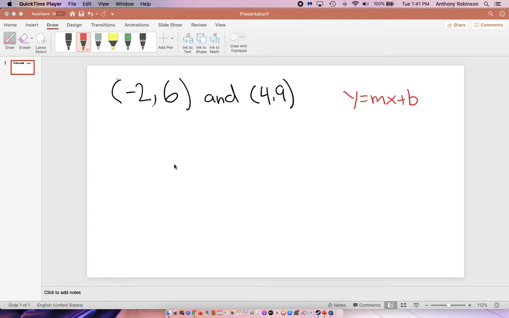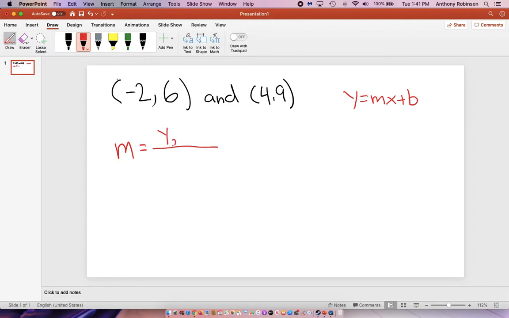So let's do that. In that case, we're going to use the slope formula, which is m equals y2 minus y1 divided by x2 minus x1. So basically just make sure that the ordered pairs are lined up in a column. It doesn't matter which one you call the first one and which one you call the second one, as long as the y's are above the x's in both of them. So let's go ahead and do that now.